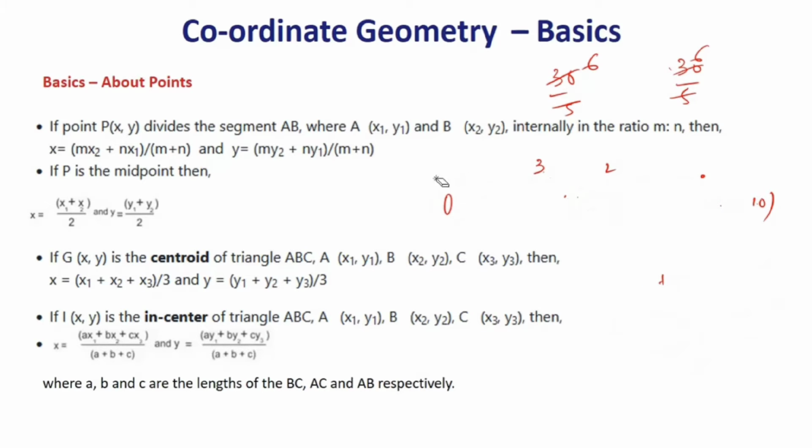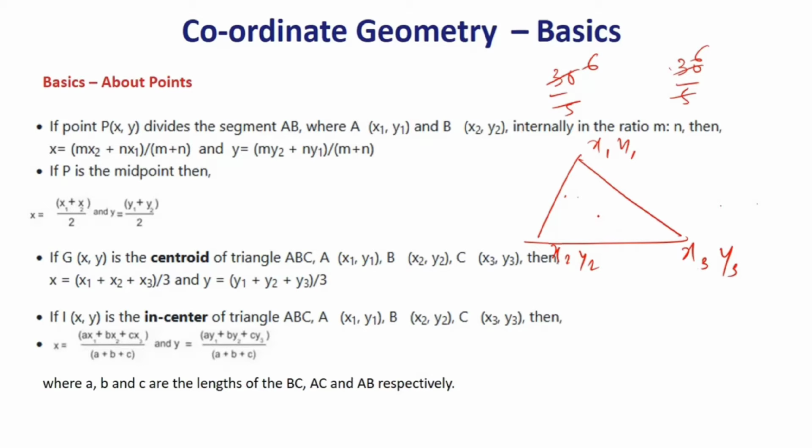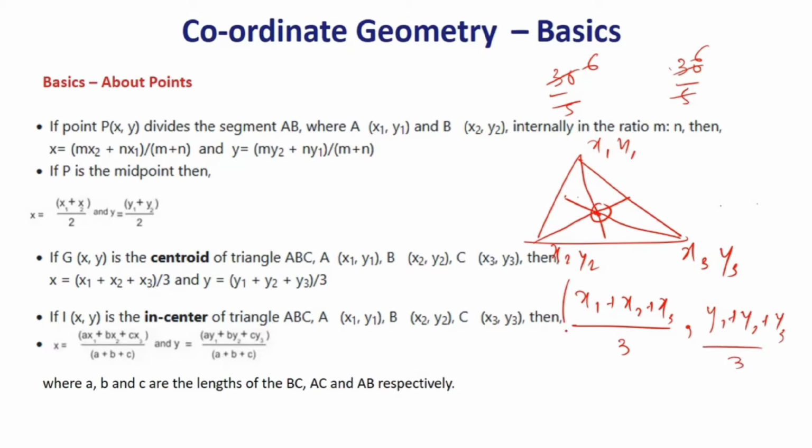In case of a triangle, let's say you have a triangle with 3 vertices: (x1, y1), (x2, y2) and (x3, y3). Then the centroid of this triangle, the point where the medians intersect, is given as (x1 + x2 + x3)/3 for the x coordinate, and (y1 + y2 + y3)/3.